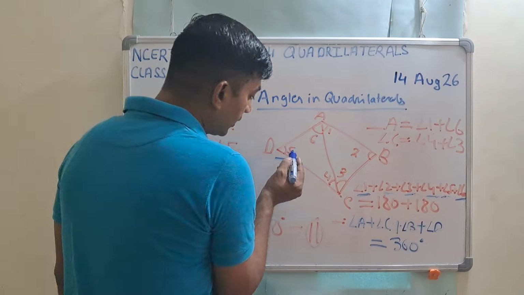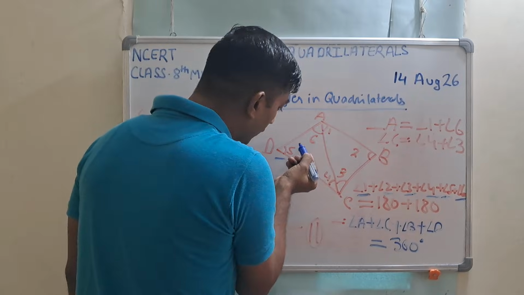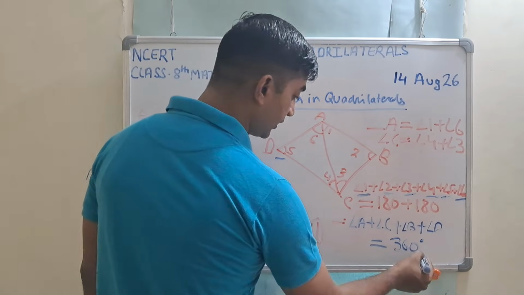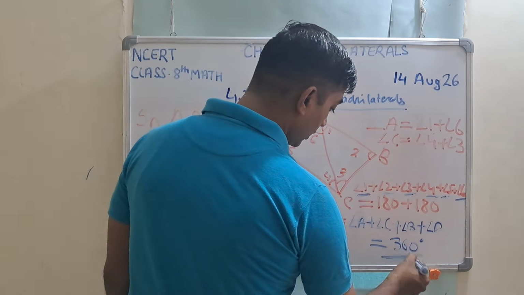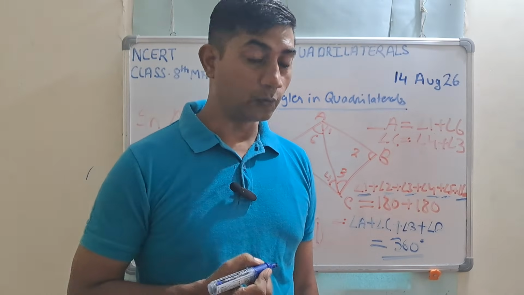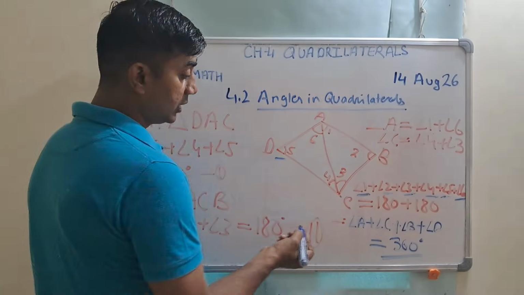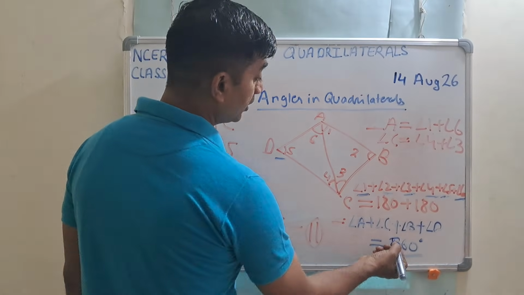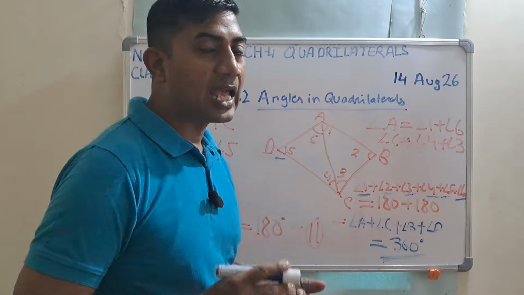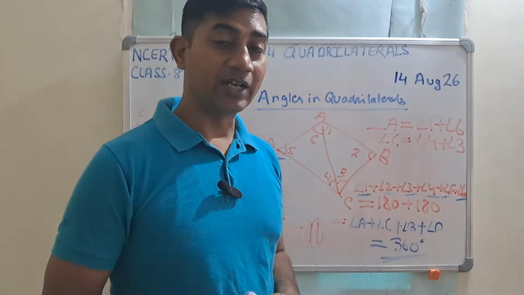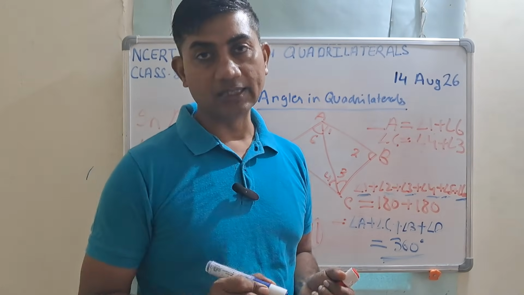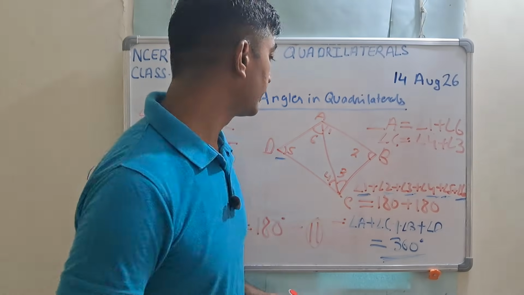We have concluded that the sum of the internal angles of a quadrilateral is 360. Just as we concluded that the sum of the internal angles of a triangle is 180 degree, in the same way the sum of the internal angles of a quadrilateral is 360 degree. This you have to remember. If you see any figure, any type of quadrilateral, the sum of the internal angles of that figure is definitely 360 degree, understood?